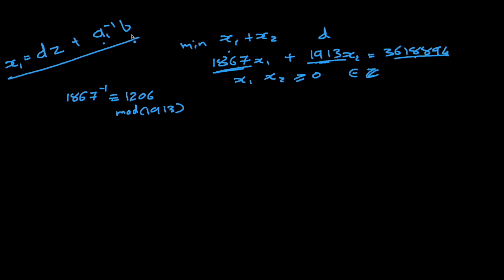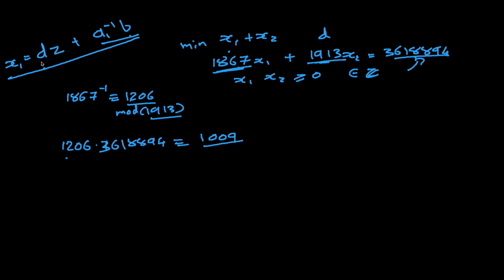So this number, we are going to multiply it with b, right? This is 1206, we are going to multiply 1206 by this big number, 361 8894, and it is congruent to what number? It actually leaves the remainder 1009 when you divide it by 1913, right? So this entire part is 1009.